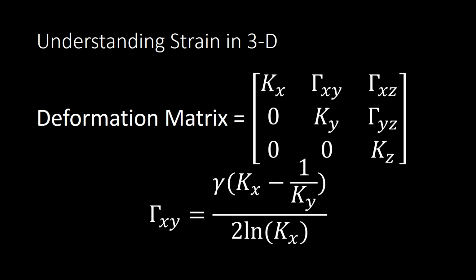Rocks are in 3D, so we usually use a 3D matrix to understand deformation. Kx, ky, and kz are elongation in the x, y, and z directions. Gamma xy, gamma xz, and gamma yz are internal rotation, and zeros are, again, always zeros, which makes it a triangle matrix.